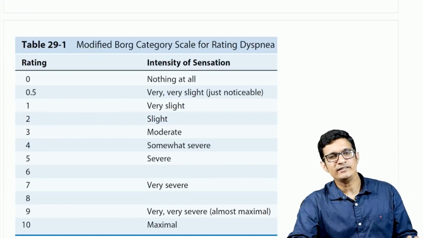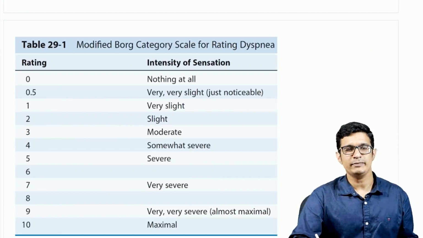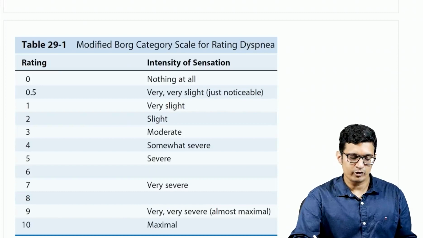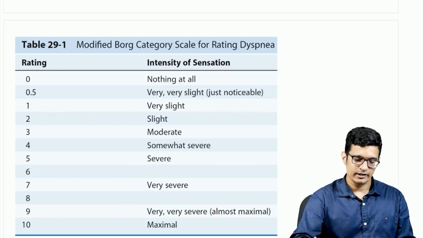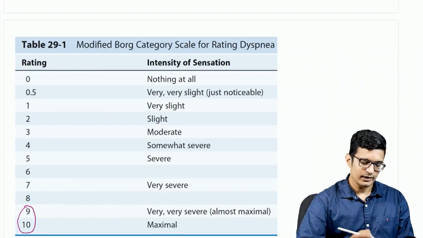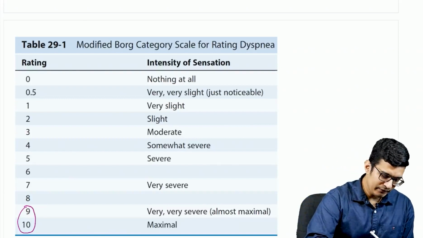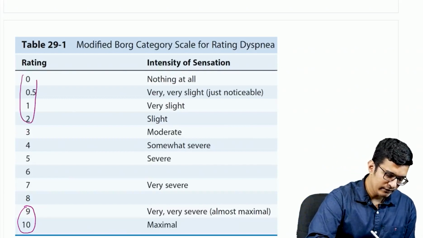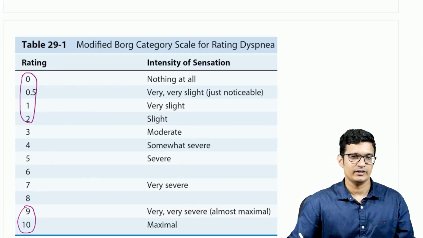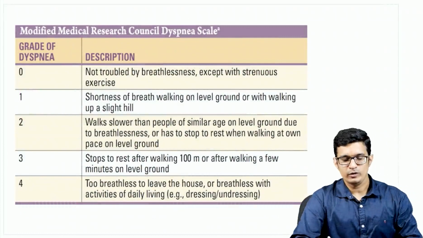But one of the easier methods to assess is a modified Borg scale, where you simply tell the patient to give marks out of 10 for the severity of his breathlessness. If the severity of breathlessness is very high, then we put a score of 9 to 10 if it's very severe, and if the score is less than 2, then we do not take it as a very significant form of breathlessness.